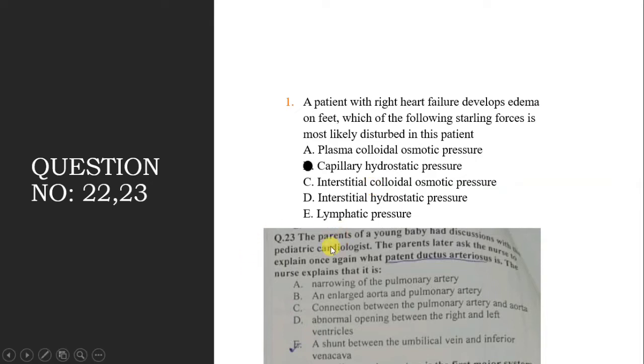Question number 23 says the parent of a young baby had a discussion with the pediatric cardiologist. The parents later asked the nurse to explain once again what patent ductus arteriosus is. The nurse explained that it is narrowing of the pulmonary artery, an enlarged aorta and pulmonary artery, a connection between the pulmonary artery and aorta, an abnormal opening between the right and left ventricle, or a shunt between the umbilical vein and inferior vena cava.